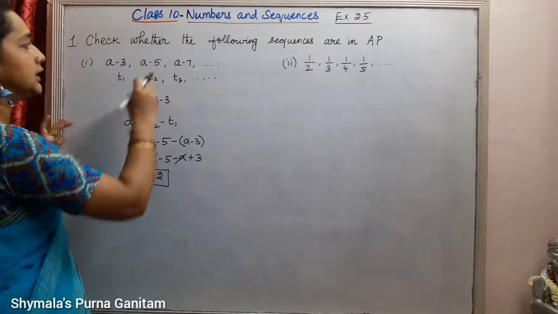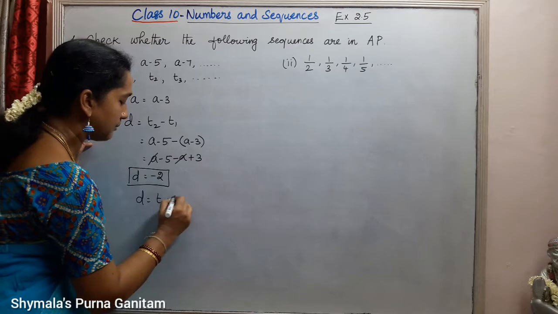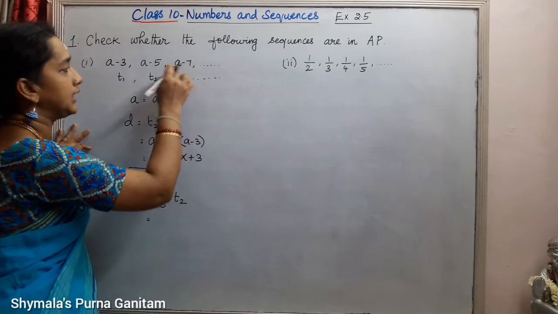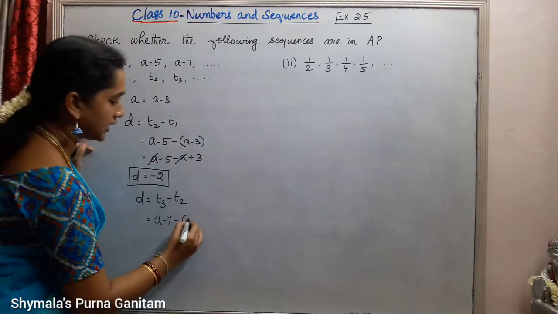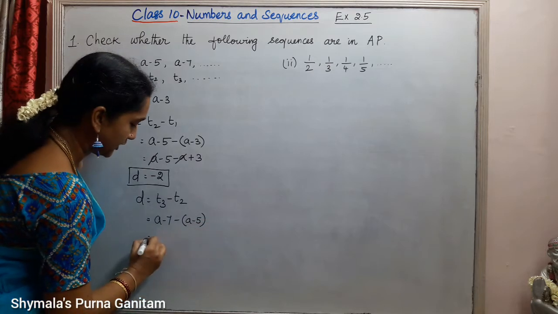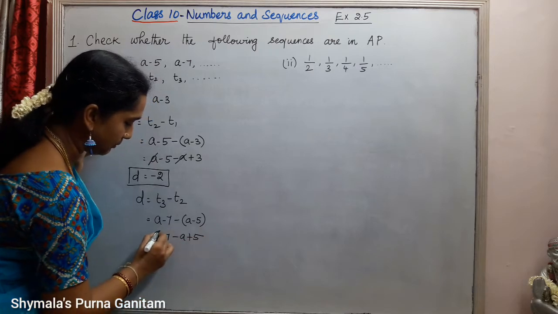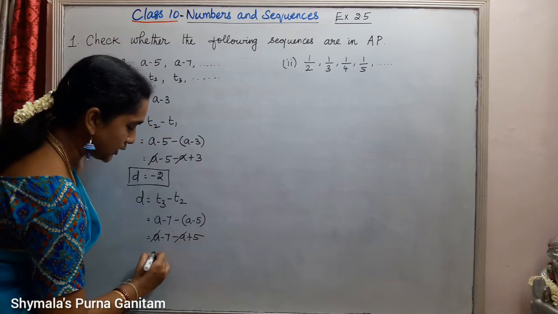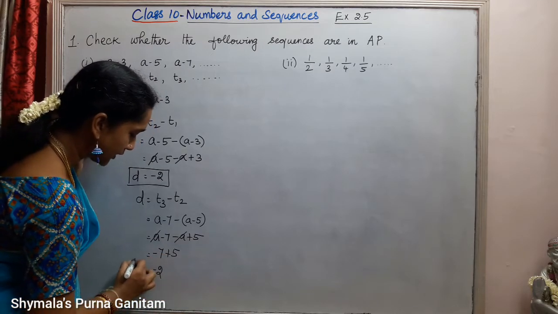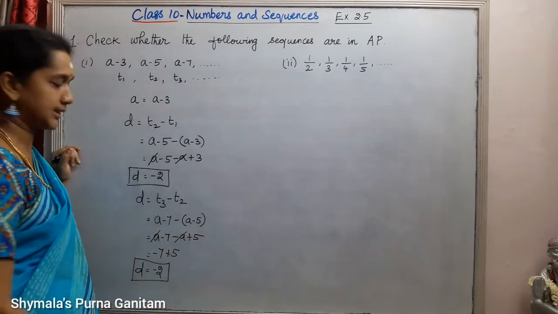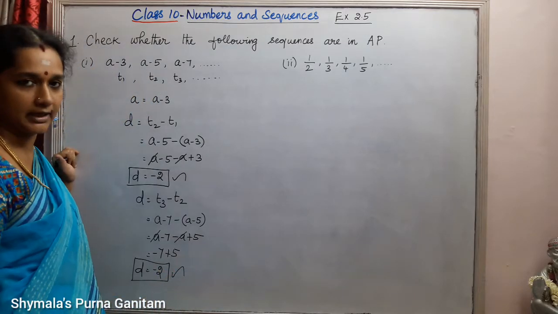Now we will check for the third term and the second term. So d is equal to T3 minus T2. T3 is a minus 7, minus T2, which is a minus 5. So a minus 7 minus a plus 5. Plus a minus a will get cancelled. So minus 7 plus 5 is minus 2. So we got the difference as minus 2. Here also we got the difference as minus 2.